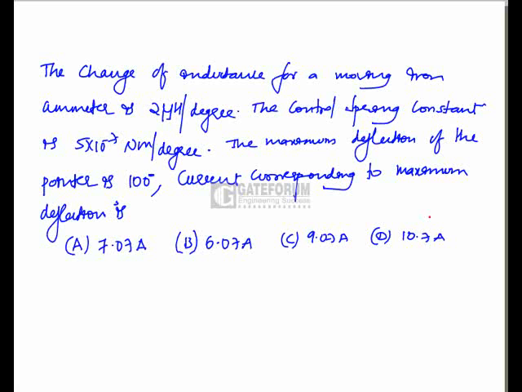The range of inductance for a moving iron ammeter is 2 microhenry per degree. The control spring constant is given as Kc, which is equal to 5 into 10 power minus 7 Newton meter per degree. The maximum deflection of the pointer is 100 degrees. The current corresponding to maximum deflection is? Here the type of instrument given is a moving iron ammeter.